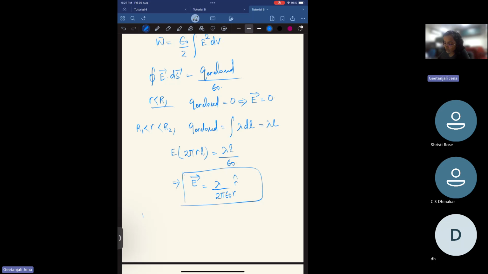And for R greater than R2, what will be the total charge? It will be 0, right? Because on the outer surface there is a charge distribution of minus lambda, and it's a uniform charge distribution. So the total charge will be lambda L minus lambda L. It's 0. So the electric field outside is 0.